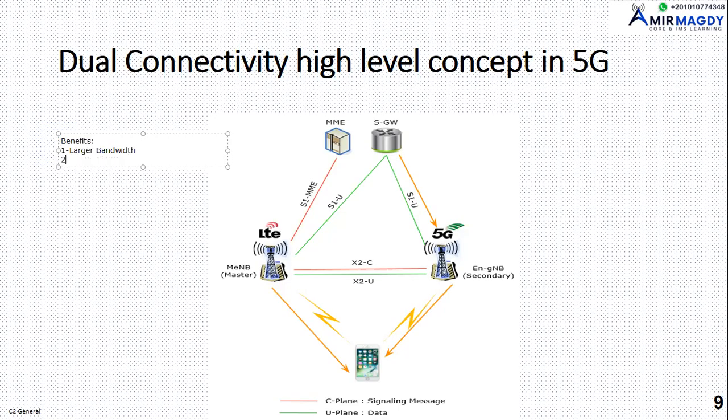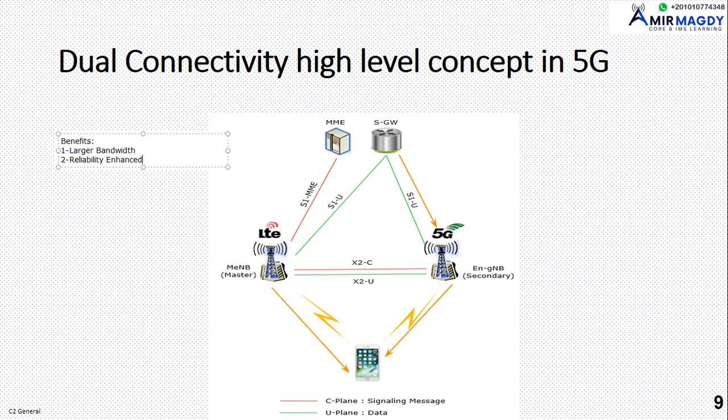Second thing is enhanced reliability. This means if you have interference coming on 4G, 5G will do its role, as you're actually connected on both anyway. So you're connected on the LTE and at the same time connected to the 5G as well. If you have interference with 4G, 5G is working well, so you as a user won't have any problems at all.